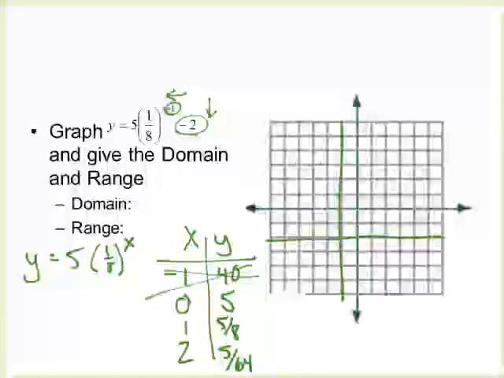From the shifted center, not from the original, but from the shifted center, over 0 up 5. Over 1, up a little bit more than a half. And I can't even plot 5/64 because it's so tiny, so I really only have 2 points to go off of for this one. This graph takes a really sharp turn. The further that base is from 1, the more steep the graph will be.